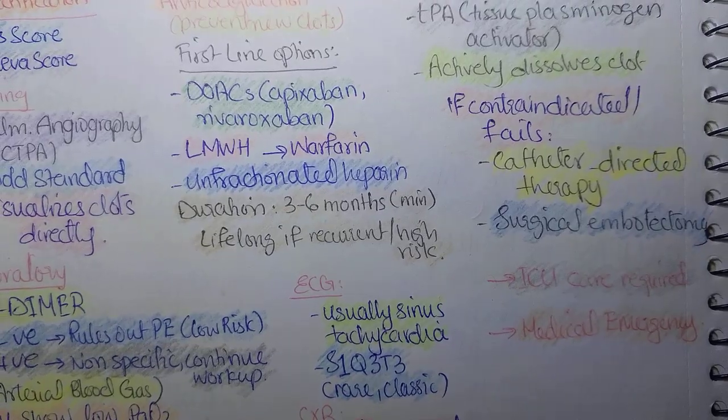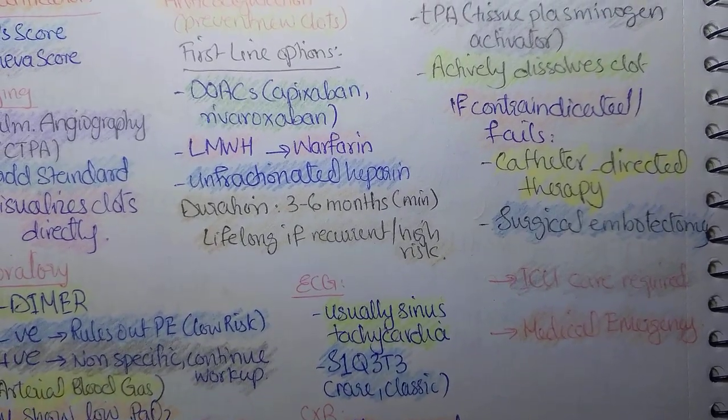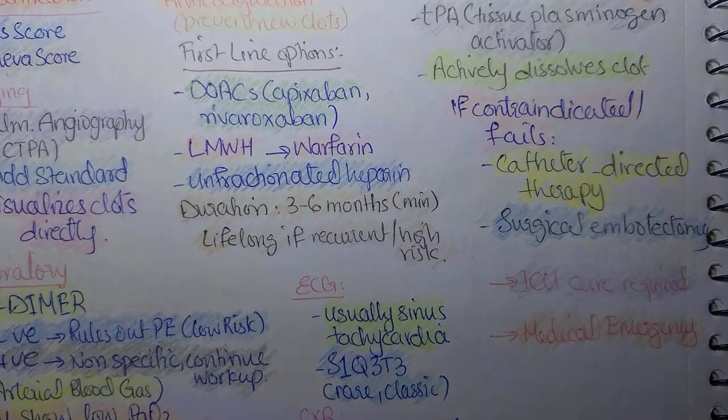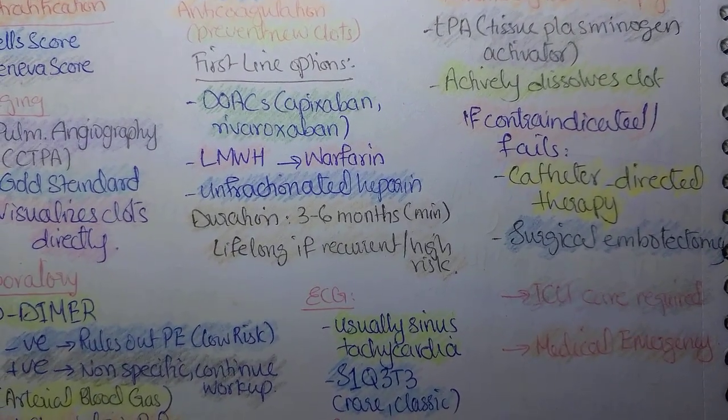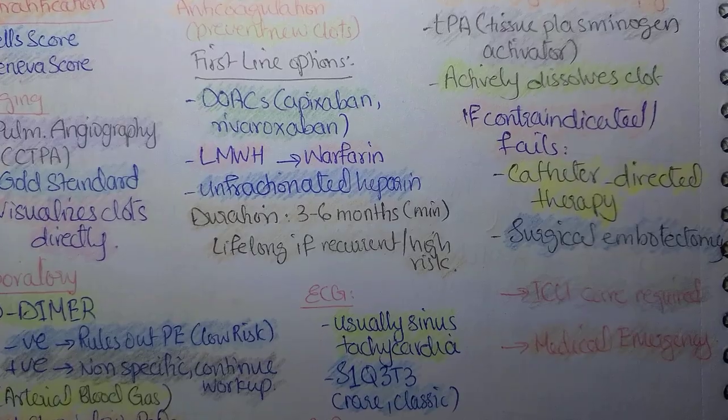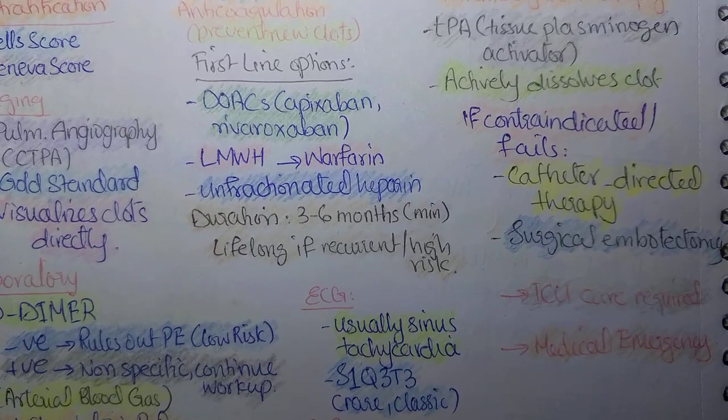So for pulmonary embolism, maintain high suspicion, anticoagulate stable patients, and thrombolyze massive pulmonary embolism.